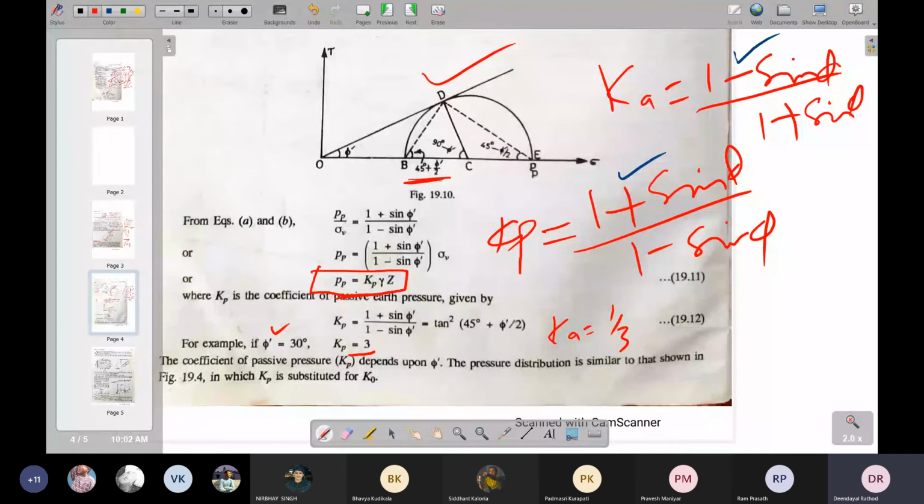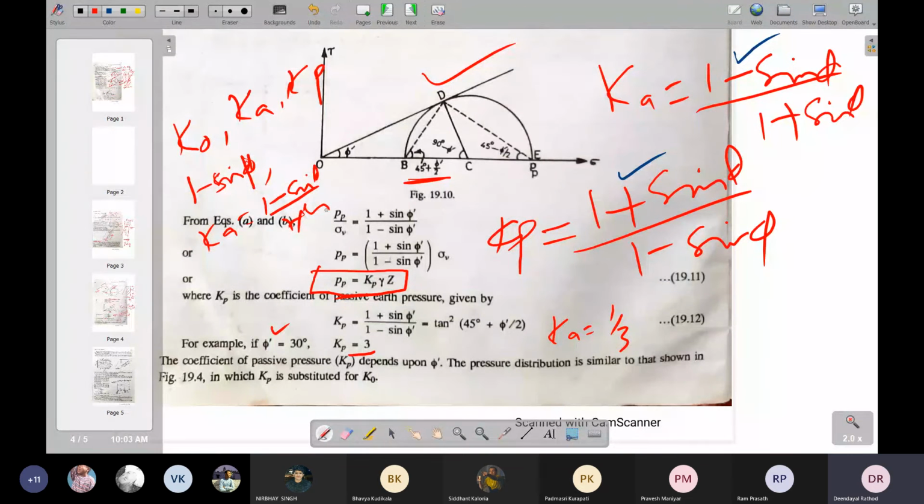So what is happening here? We are finding the active pressure and the passive pressure. Active pressure when the wall is moving away from the soil, passive pressure when the wall is pushing the soil. So the principal stresses change, they become reversed, and only the coefficient changes. What are those coefficients? K naught, Ka, and Kp. What is K naught? 1 minus sine phi. What is Ka? 1 minus sine phi by 1 plus sine phi. This you have to remember. What is Kp? 1 plus sine phi by 1 minus sine phi.